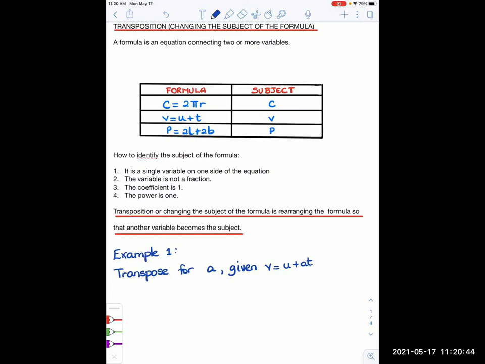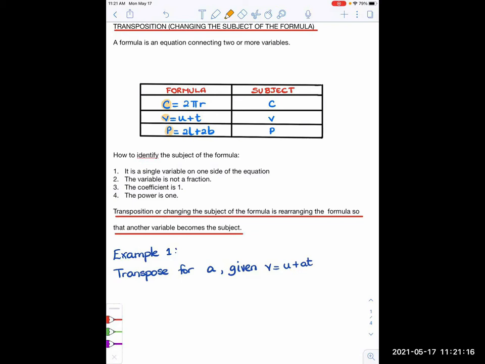But how do I identify the subject of the formula? Well, it has to be a single variable on one side of the equation. So in each of my formulas, there is a single variable on one side of the equation. C is the single variable in the first formula. V is a single variable in the second formula. And P is a single variable in the third formula.